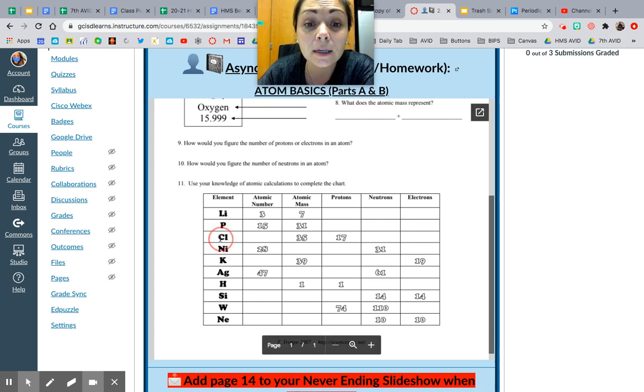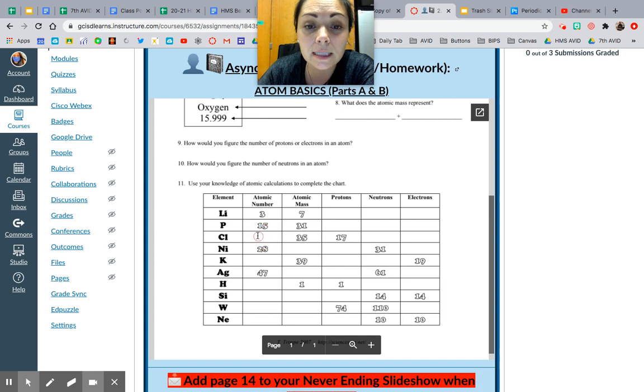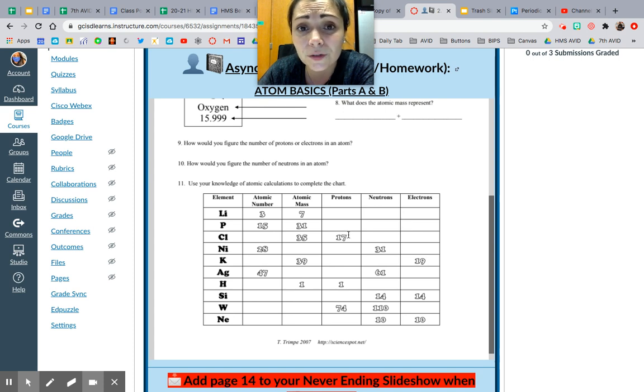Cl is chlorine. So if chlorine's atomic mass is 35 and its protons is 17, that tells me that its atomic number is also 17. So 17 atomic number, 17 protons, 17 electrons. Y'all, this column, atomic number, protons, and electrons should all be the same number. So 17, 17, 17, and then whatever 35 minus 17 is, 18. So it would have 18 neutrons.